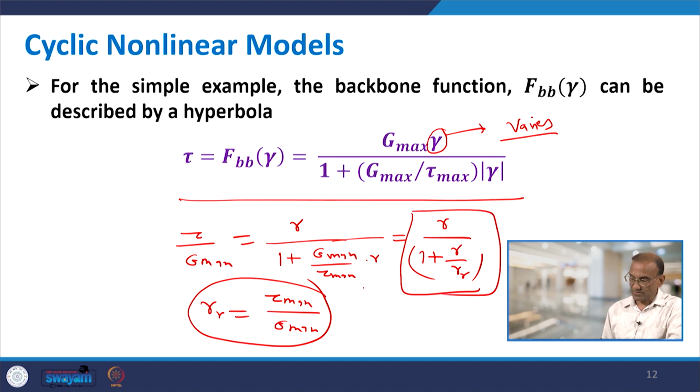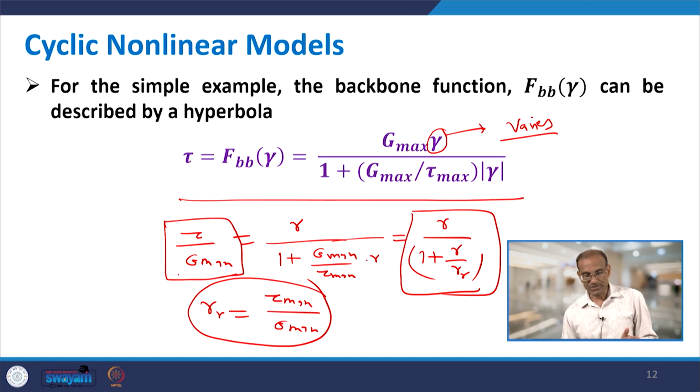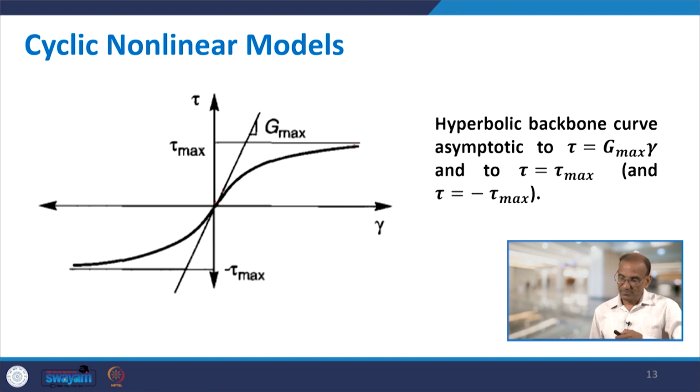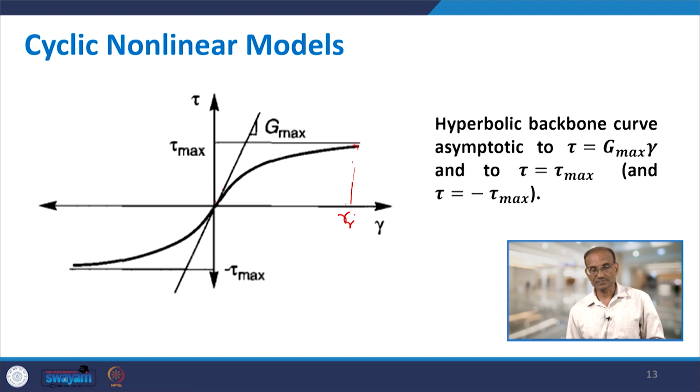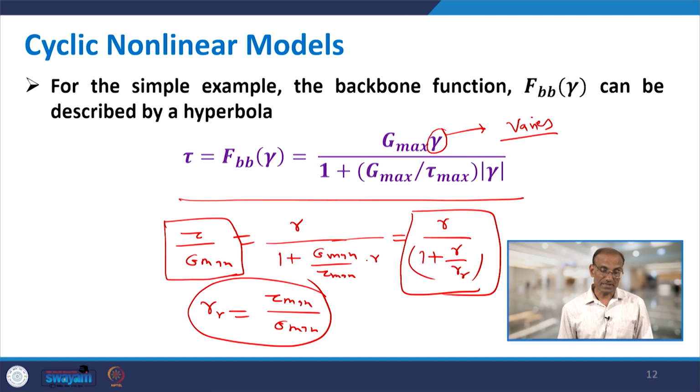On the left hand side as well as on the right hand side, the quantities are in the form of a ratio only, and gamma r will be the strain corresponding to tau max at this point. This is gamma r, not gamma TL, the reference strain. So this was about the hyperbolic model.